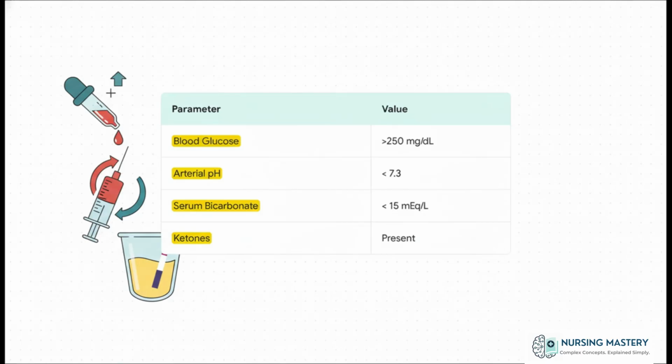Okay, so your assessment makes you suspicious, but it's the lab work that gives you the proof. The diagnosis of DKA is pretty much confirmed when you see blood glucose over 250, an arterial pH less than 7.3, and serum bicarbonate below 15. The final piece of the puzzle is finding moderate to large ketones in their blood or urine. When you see that triad of lab results, you know for sure what you're dealing with.